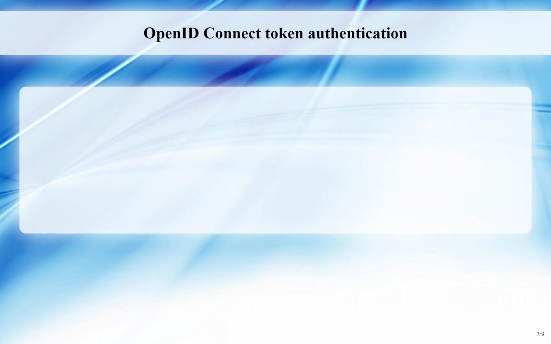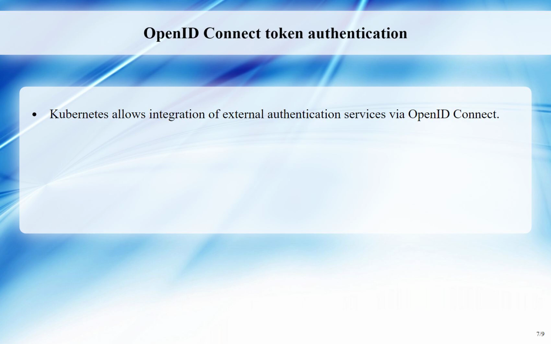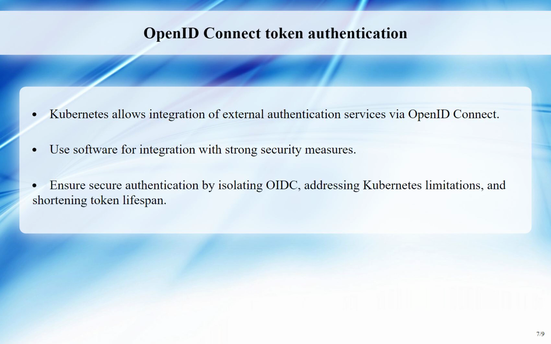OpenID Connect Token Authentication. Kubernetes allows for external authentication services to be integrated through OpenID Connect, OIDC. Various software can be utilized for this integration, but it is crucial to implement hardening measures. This includes isolating OIDC authentication software from general workloads, being aware of limitations with certain Kubernetes-managed services, and ensuring that OIDC tokens have a short lifespan to minimize risks associated with compromised tokens.